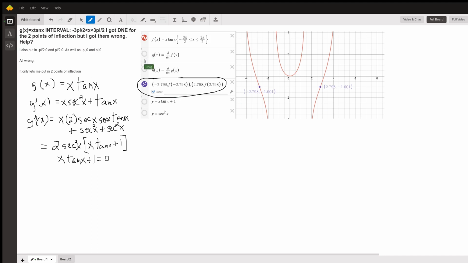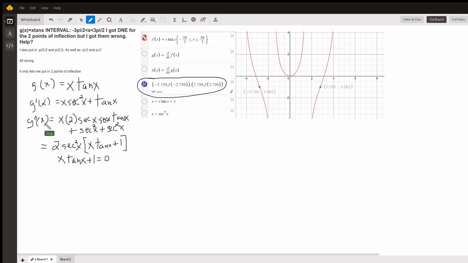Well, I did it on Desmos by taking the first and second derivatives, but I also did it manually by doing this. There's g of x, g prime, use the product rule. First function is x times the derivative of the second, which is secant squared, plus the second function times the derivative of the first.